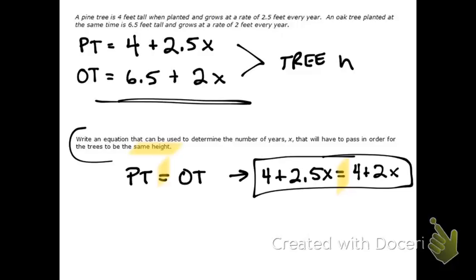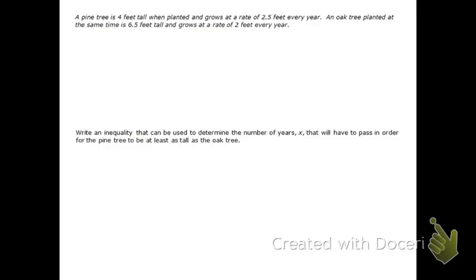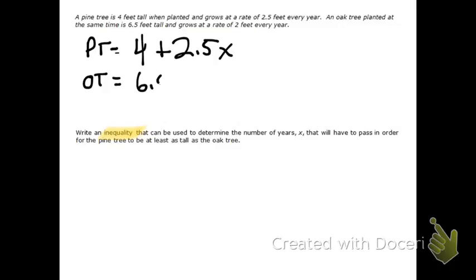Okay? So, let's look at what happens if it's not an equal sign. Let's look at this case right here. Now I want an inequality. I'm still looking at my same problem. I still have my pine tree, 4 feet tall with a rate of 2.5 per year. And then I have my oak tree, which starts at 6.5 plus 2 feet per year.